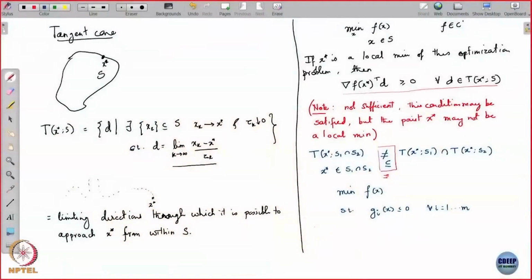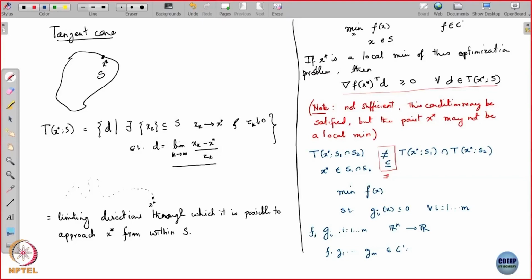Here you have f(x) as the objective, and g_i(x) for i equal to 1 to m. These are your m constraints. Each g_i, and f itself, are all functions from R^n to R. Each g_i(x) is a scalar function, and we will assume that they are all continuously differentiable.